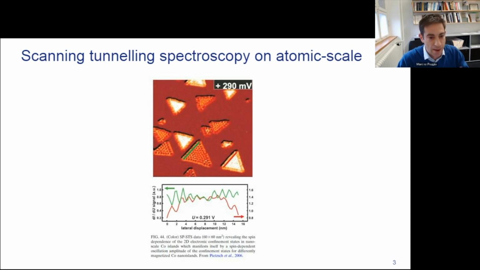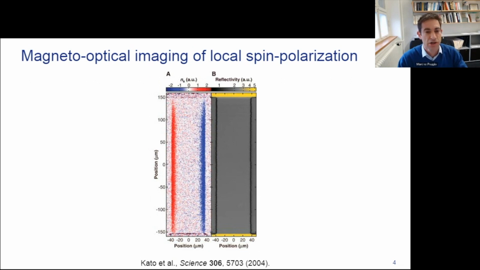This is an example of modern magnetic imaging, spin polarized scanning tunneling spectroscopy of some cobalt islands, where you essentially see the magnetism of these cobalt islands on the atomic scale. Just to give another example, this is a magneto-optical image of local spin polarization, using a Kerr microscope. This is from 2004 from the Awschalom group, where they first revealed the spin polarization produced by the spin Hall effect of a current that's flowing vertically in this picture through this channel of gallium arsenide, and you see the opposite spin polarization accumulating at the edges.